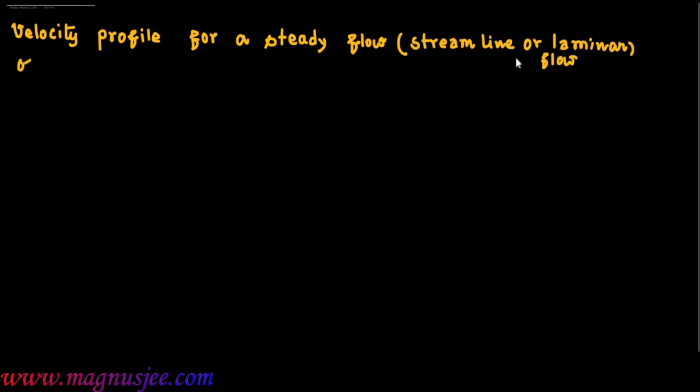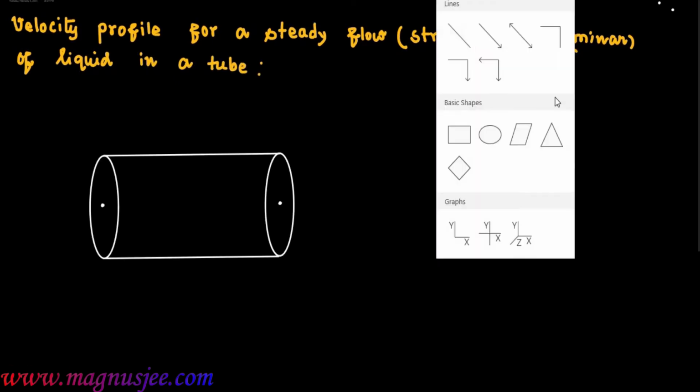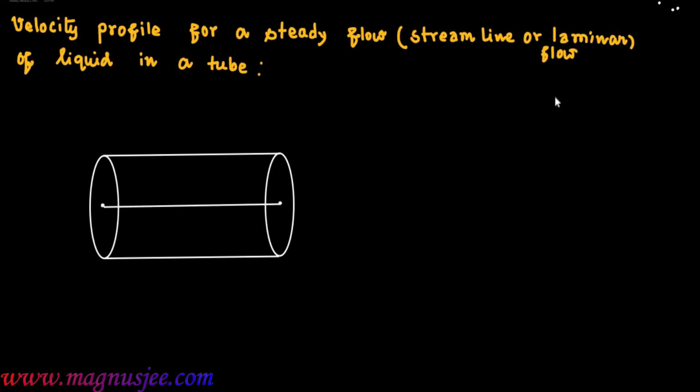Velocity profile for a steady flow of liquid. For a steady flow, that is streamline or laminar flow of liquid in a tube. This is a tube through which liquid will be flowing. We can denote the axis of the tube here.